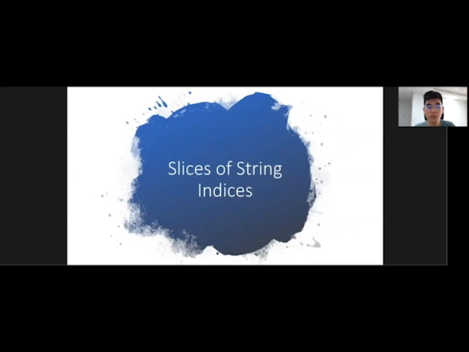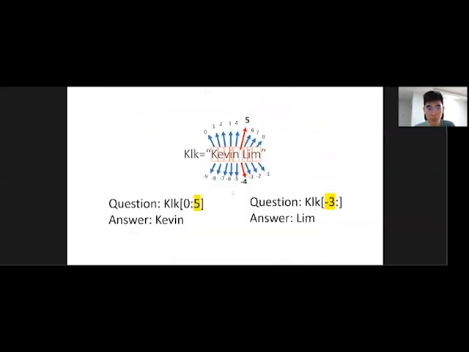All right, let's do the slices now. This is an example here. I have KLK followed by Kevin Lim, so Kevin Lim is being named into KLK. The K is the first character, right? But it has a position of number 0. Python reads in such a way that the first one will be position 0, followed by 1, 2, 3, 4, and so on. Do remember that the space is counted as one of the positions as well. So it's taking up the 5th position, followed by 6, 7, and 8.